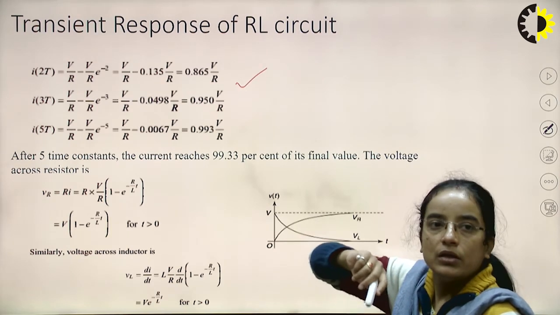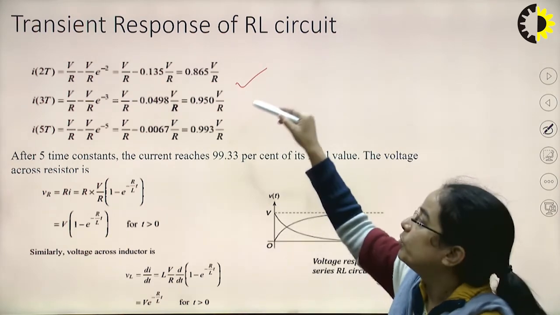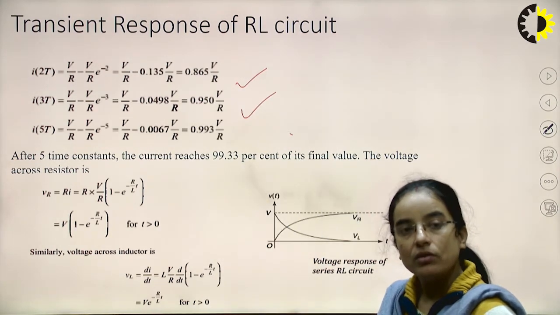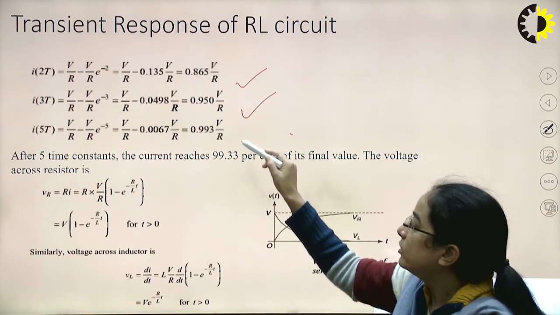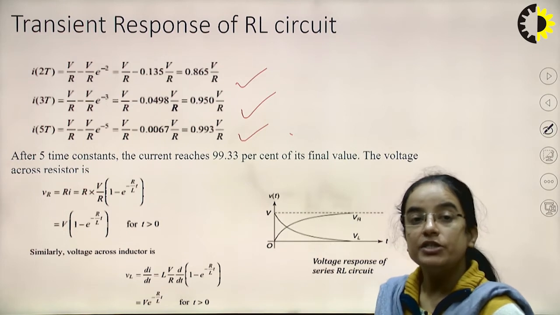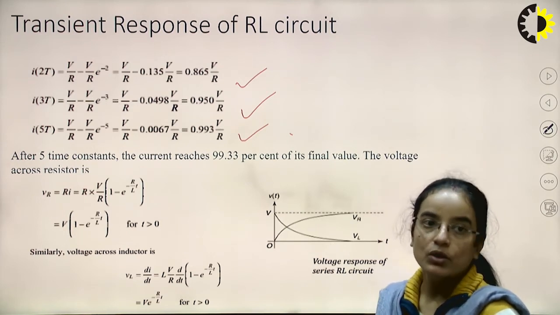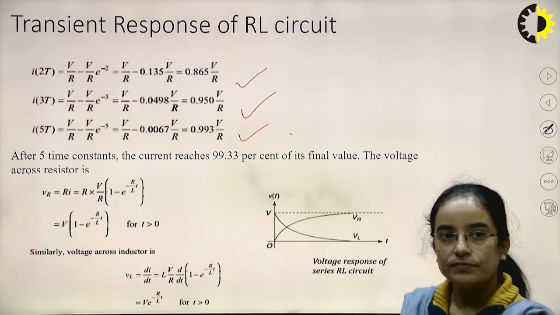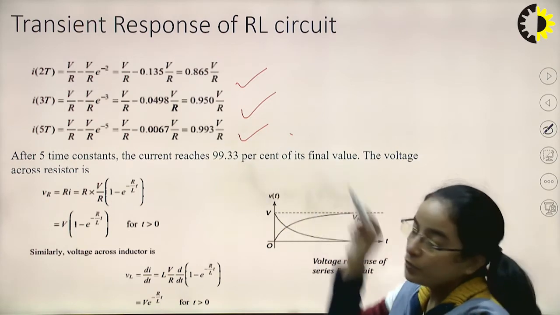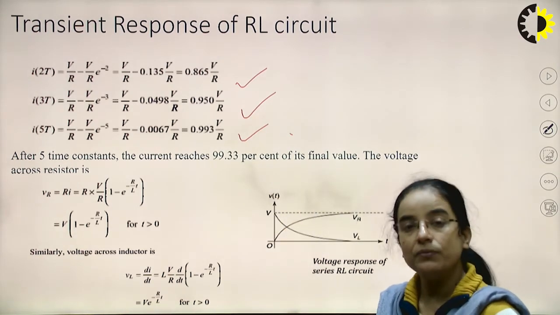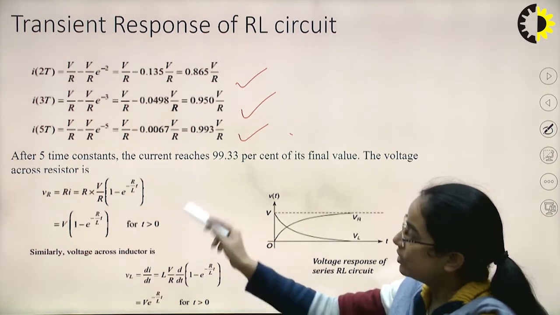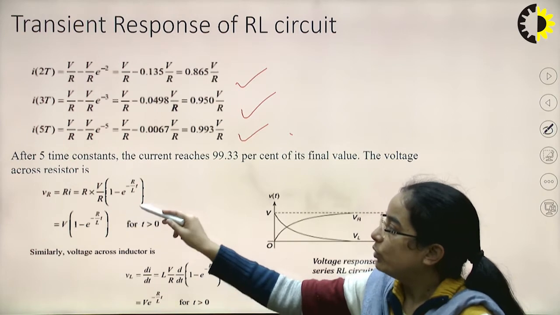Okay, if we take three time constants, it will be 0.95 into V by R. And if we take 5 time constants, the value will be 0.993 into V by R. So after 5 time constants, the current reaches 99.33% of the final value. So the voltage across the resistor is VR equal to R into I.